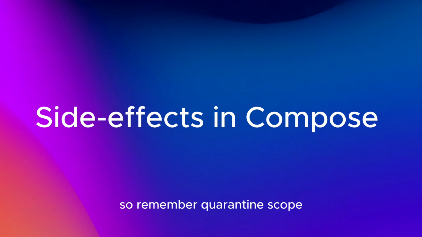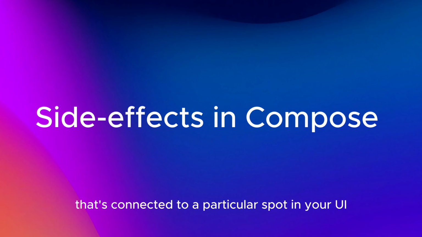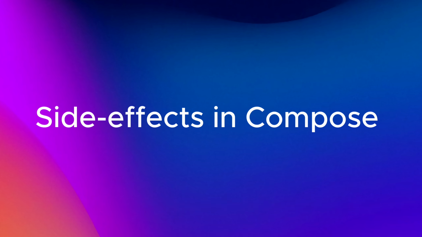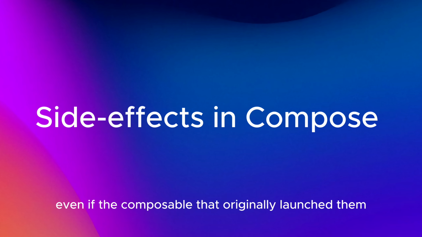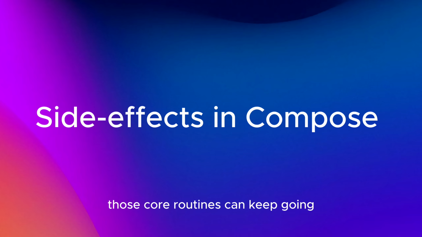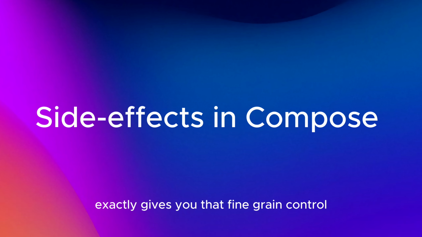So rememberCoroutineScope. Think of it like this dedicated coroutine scope that's connected to a particular spot in your UI. You can launch coroutines within it, and Compose will make sure they're handled gracefully, even if. Even if what? Even if the composable that originally launched them, maybe using that button click you mentioned, even if that composable disappears, those coroutines can keep going. So I could have a coroutine triggered by a button click that continues even after the user navigates to a different screen. Exactly.